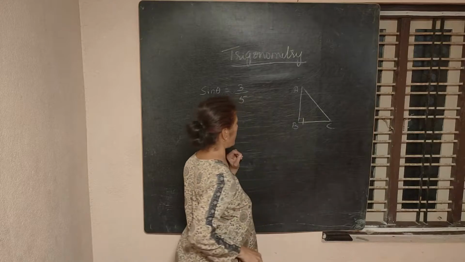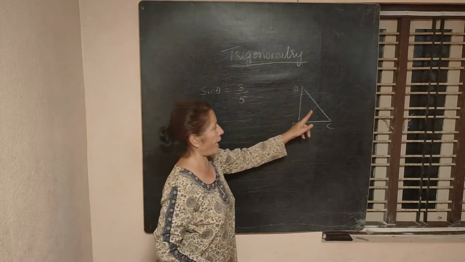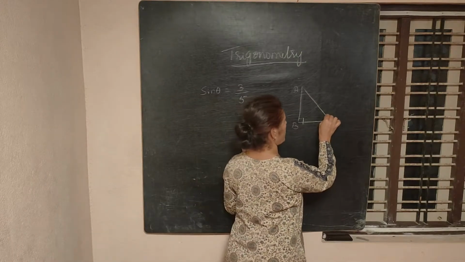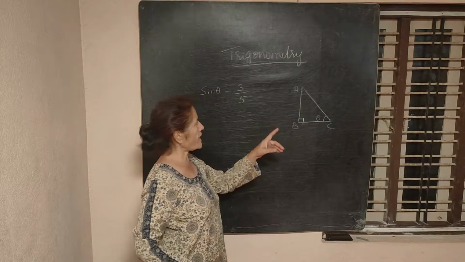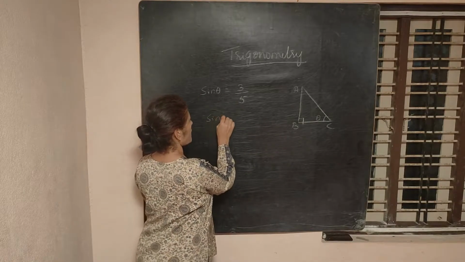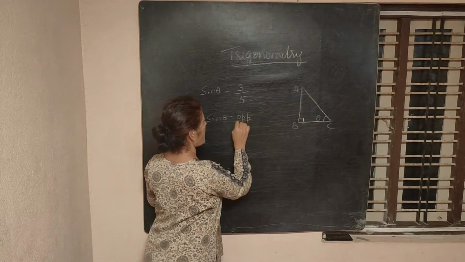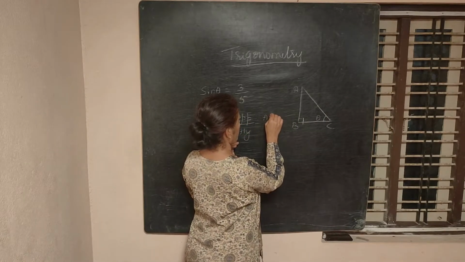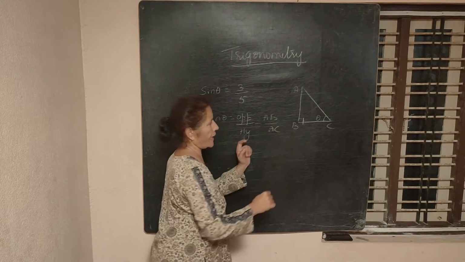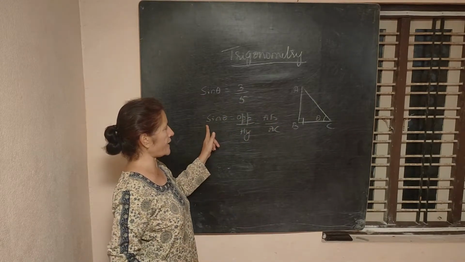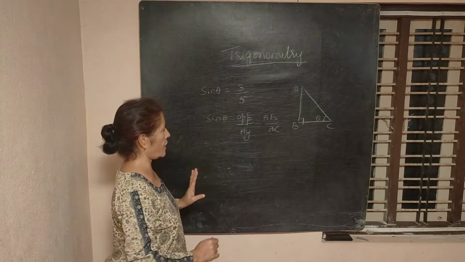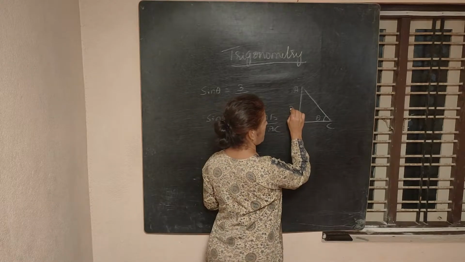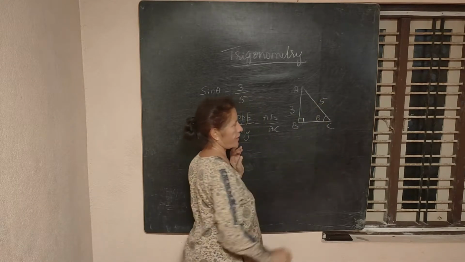ABC, right angle at B. And this theta can be either A or C, other than 90 degrees. So let me write down theta here. So what is sin theta? Sin theta is equal to opposite by hypotenuse. So what is opposite? AB by AC. So sin theta is equal to AB by AC, opposite by hypotenuse. So opposite AB is 3, this is 5.